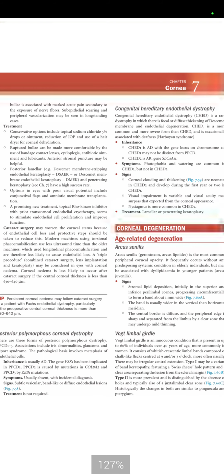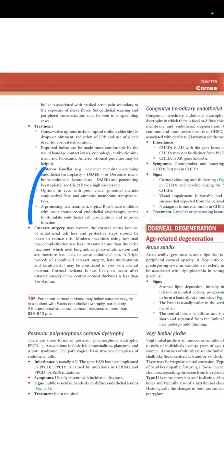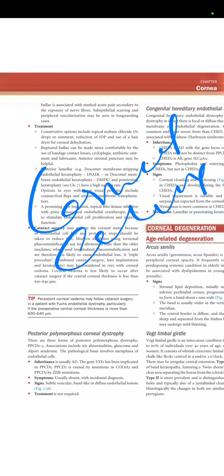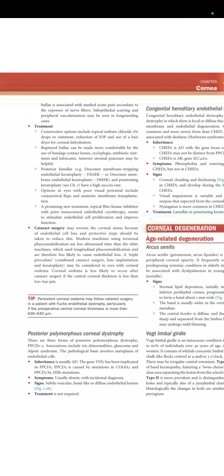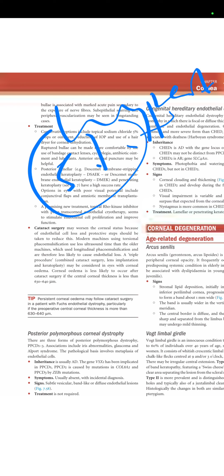Now treatment is very important. How will you treat? You treat the corneal edema, and very important is if the patient presents with a cataract with the Fuchs endothelial dystrophy, then how will we treat? So for the corneal edema, we give 5% hypertonic saline, we give lubricant, and for the bullous keratopathy we can also apply a bandage contact lens.